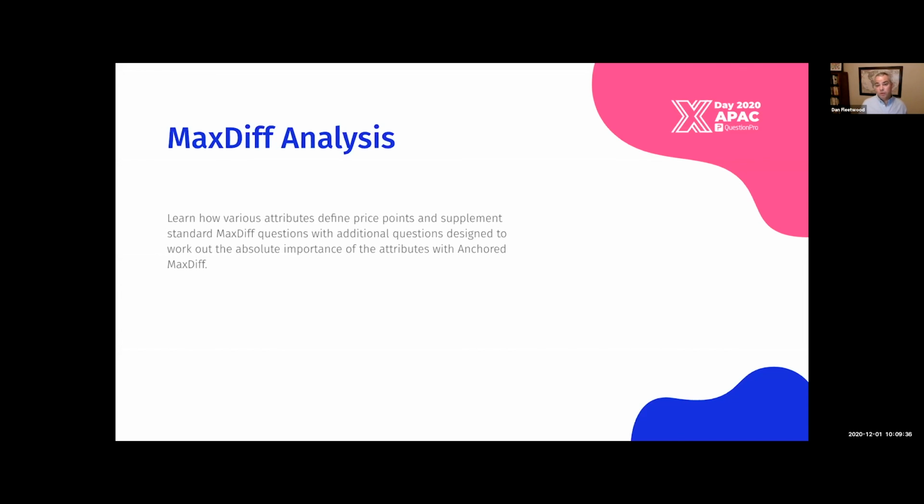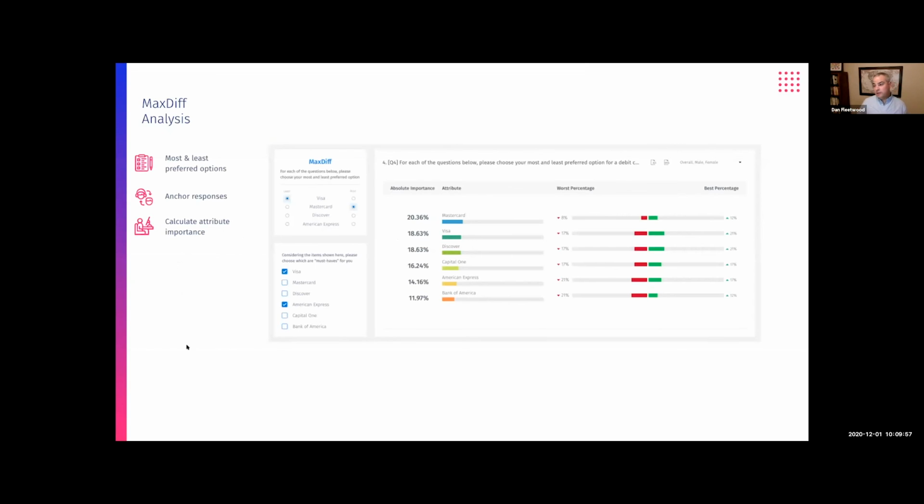Traditionally, it's more of a relative model, where relative to those attributes being asked, you get the share of preference. But if you ask anchored MaxDiff, it gives you more of an absolute model of exactly how important this particular, let's call it attribute, is. So in this example, you have your most and least preferred options. Then you have the anchored responses.